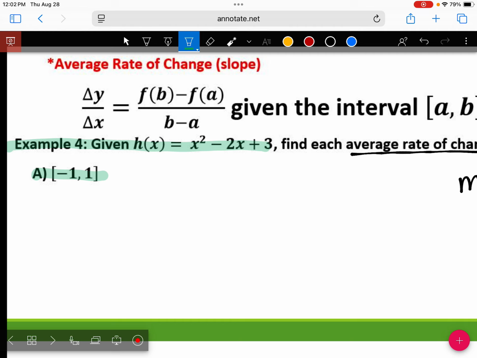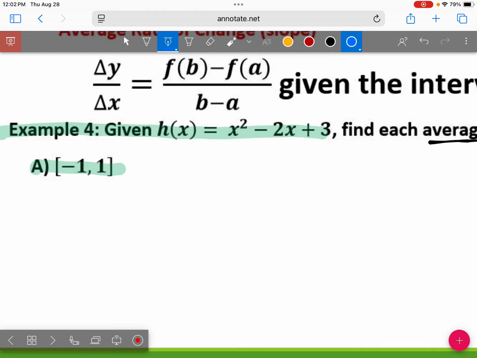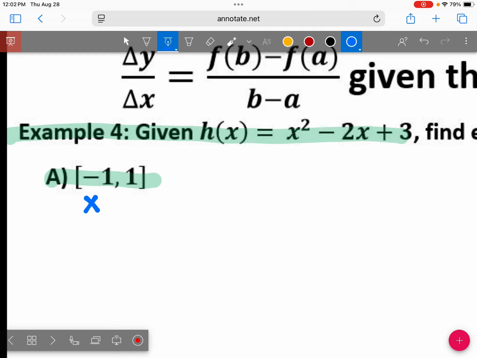First of all, the numbers in this bracket, this is your x1 and your x2. That's what those two numbers are. So the first thing you need to find is your y1 and your y2. How do you think I'm going to find y1 and y2? What am I going to do with these numbers? If I want to know what y is when x is -1, how do I do that?